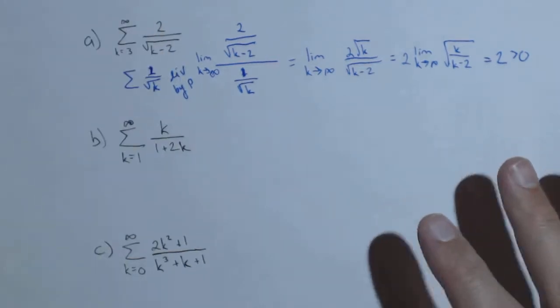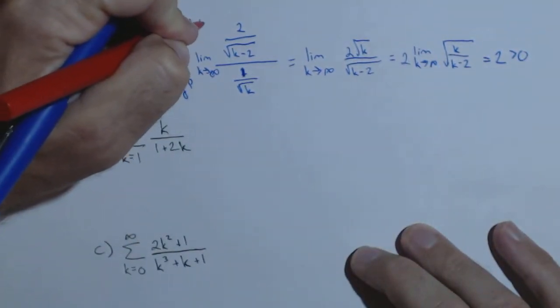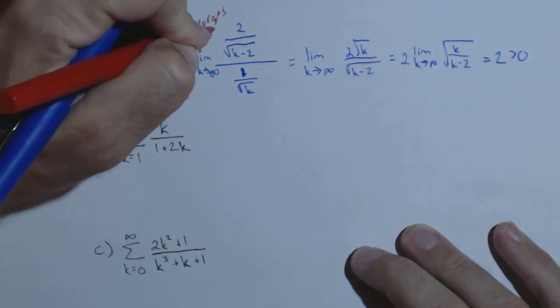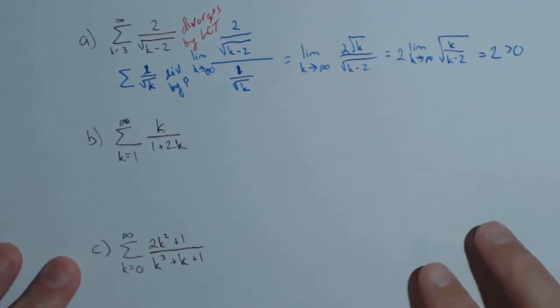So we know this first one diverges, and I used the limit comparison test. Always you should mark which test. I know this sheet's going to get a little messy, but it's because I'm doing a few of them at once.